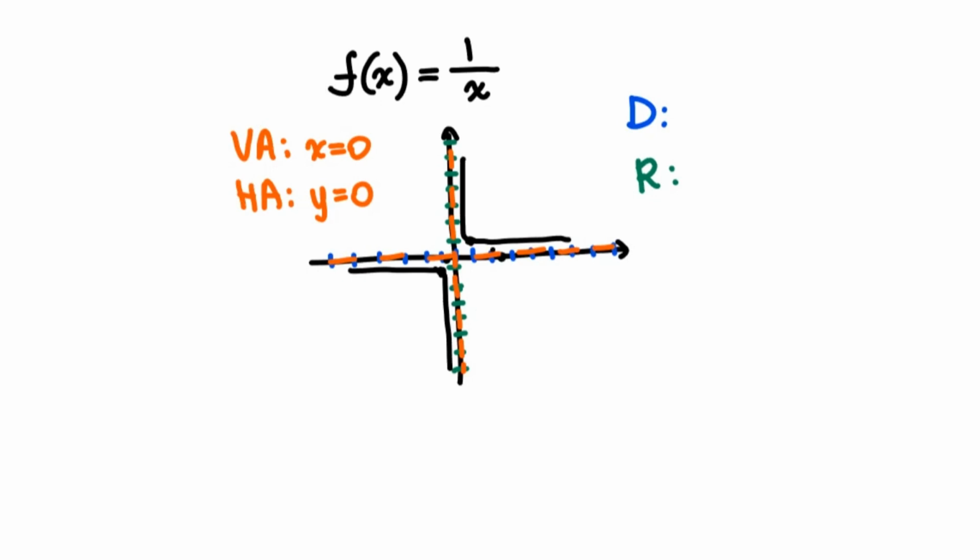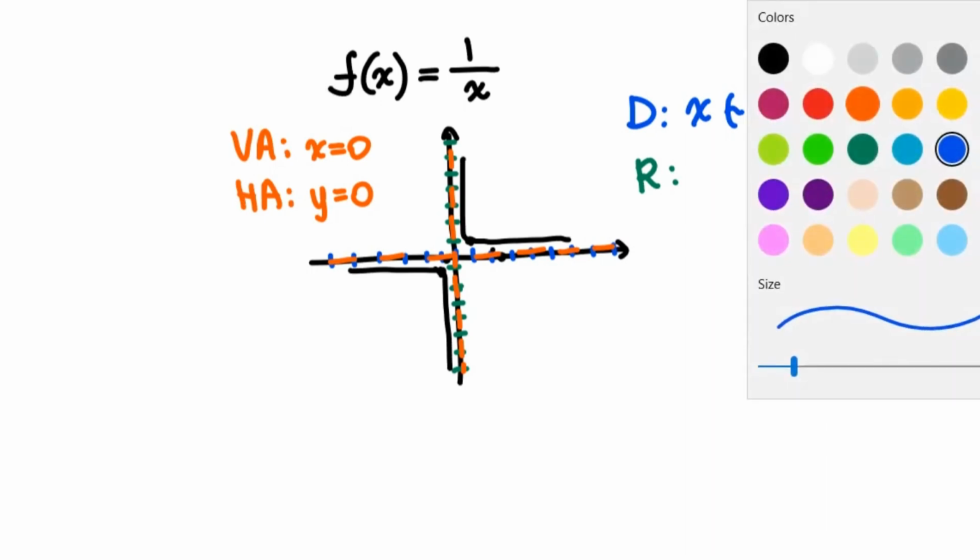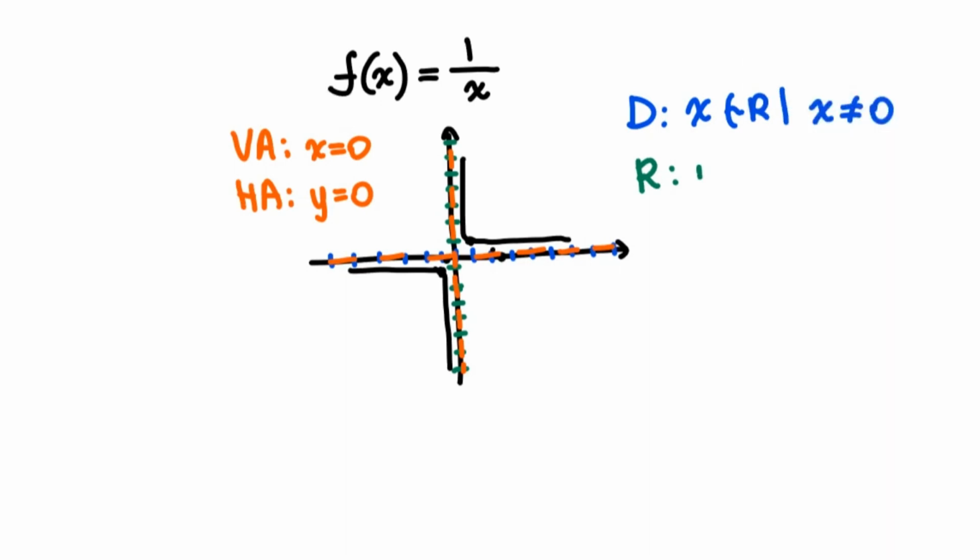So the domain of the function will be any real number except x cannot equal 0. So in this case, we're only excluding x equals 0, and anytime x equals 0, the function is undefined. And for the range, y can be any real number, but y cannot equal 0. Again, we're excluding the asymptote. Every other y value is possible.